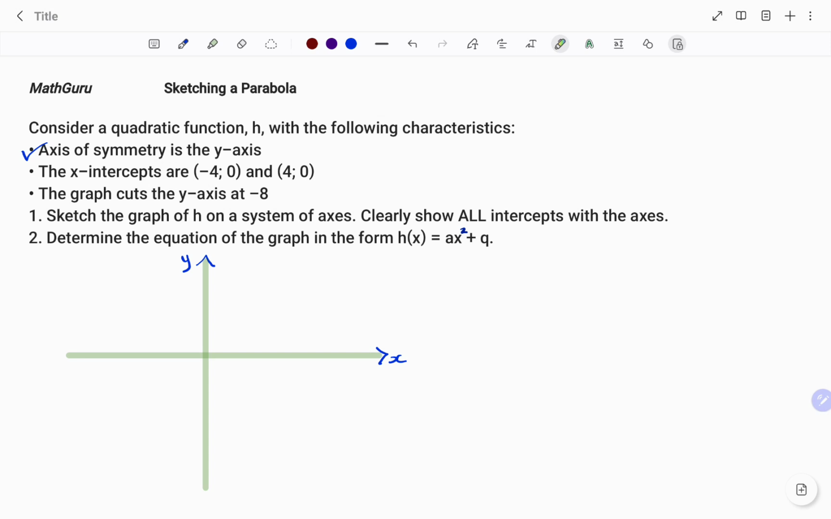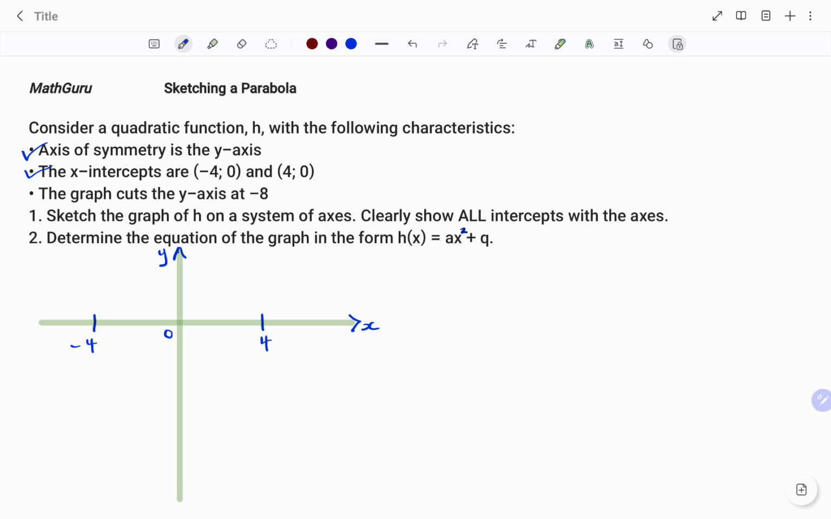But what that statement means is the axis of symmetry will be sitting on the y-axis. So therefore, the graph hasn't shifted to the left or to the right. But as we read along, it may shift up or down, but the axis of symmetry remains on the y-axis. The second statement says the x-intercepts are (-4, 0) and (4, 0). So I'm going to mark that on my graph. And then we've been told that the graph cuts the y-axis at -8.